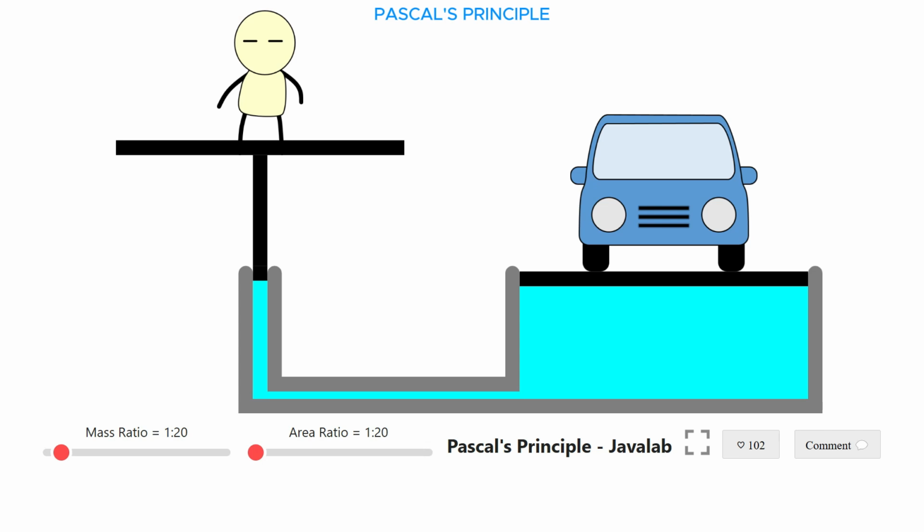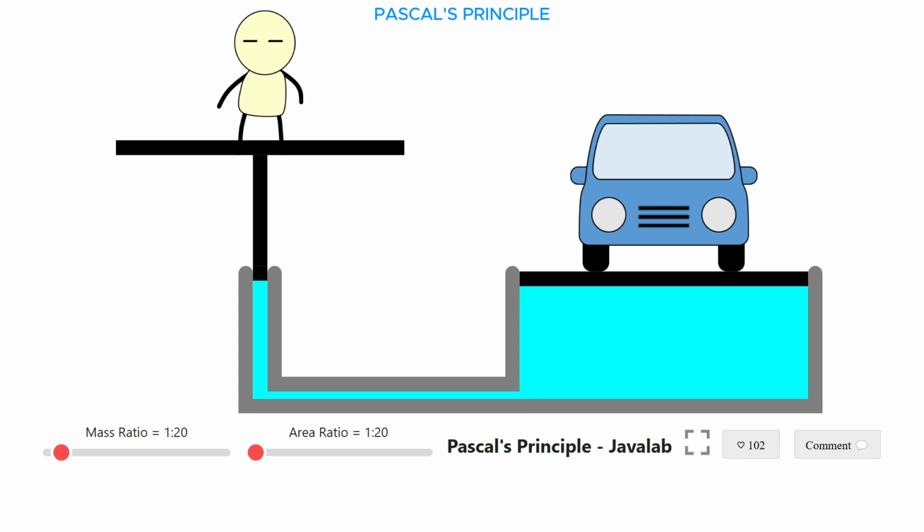When the person stands on piston 1, their weight exerts force, creating pressure in the hydraulic fluid, according to Pascal's principle. This pressure is transmitted equally throughout the fluid. The pressure reaches piston 2, which has 20 times the area of piston 1. This larger area generates enough force to lift the car.